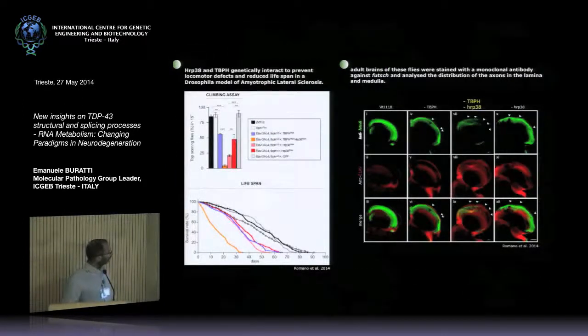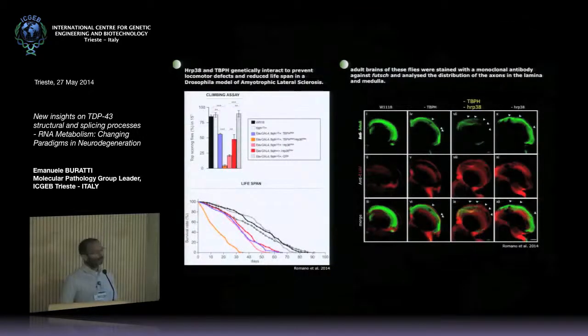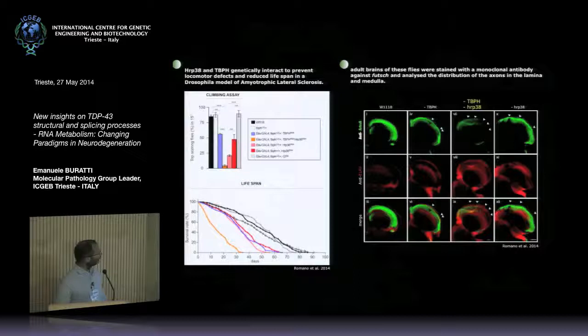And very, very pleasingly so, what we did together with Fabian was to build Drosophila models where we didn't completely knock out the expression of TDP-43 or of HRP38, because knocking out the expression of either of these two proteins results in a completely lethal phenotype, well, not TBPH, but HRP38 for sure. And the genetic interaction between these two proteins can actually be seen very easily by looking at the lifespan of the Drosophilas, because you see that these are normal flies and controls.